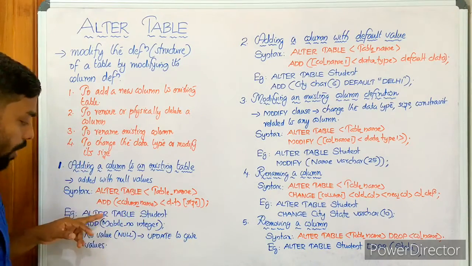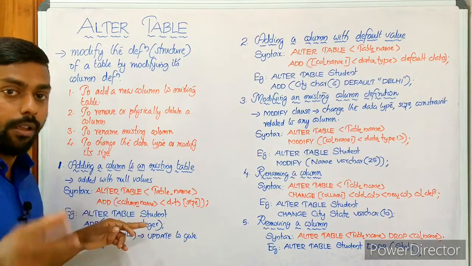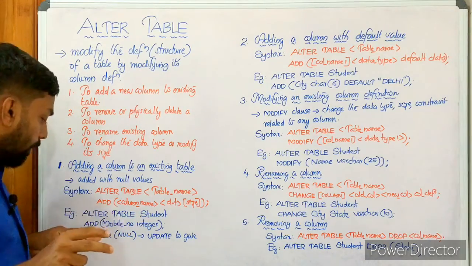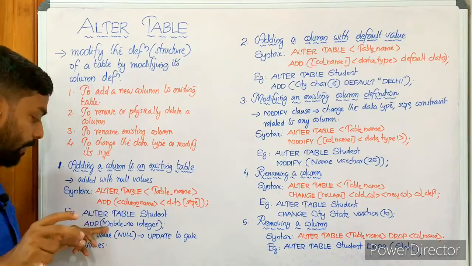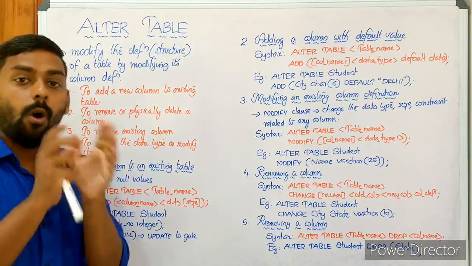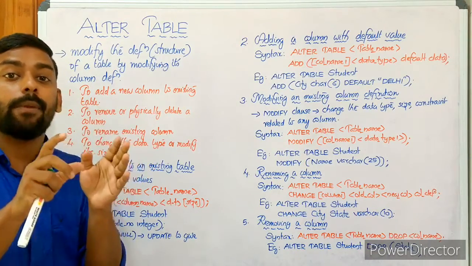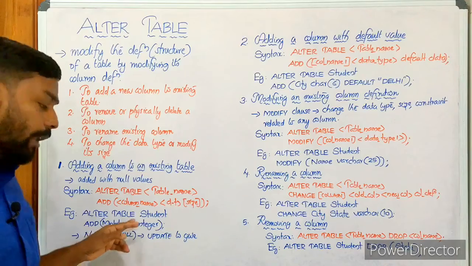Example: alter table student. We are altering the table student. It's very simple. We are altering the table student just by adding mobile number. We are adding mobile number integer. Alter table student, add, then in parenthesis mobile number integer.